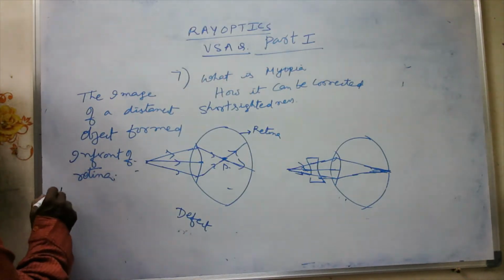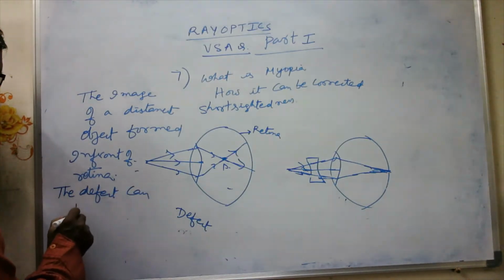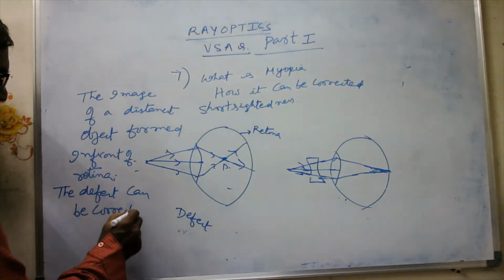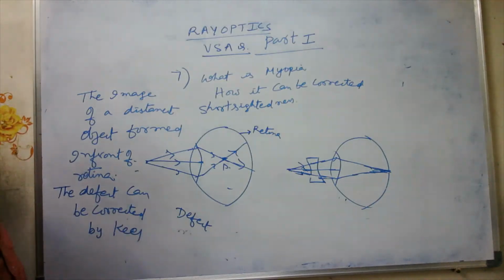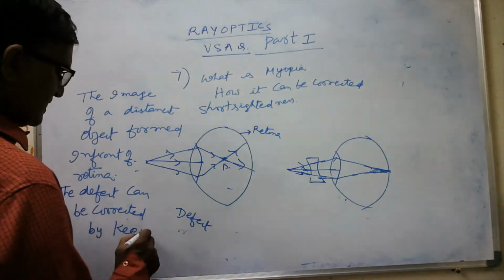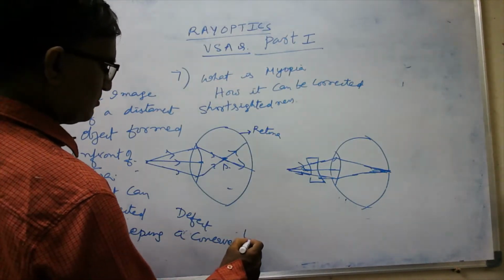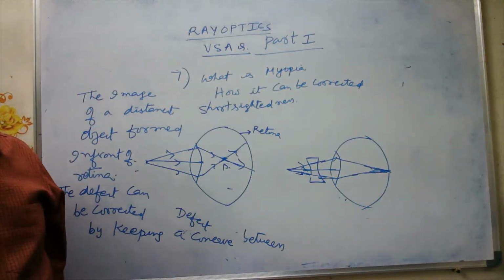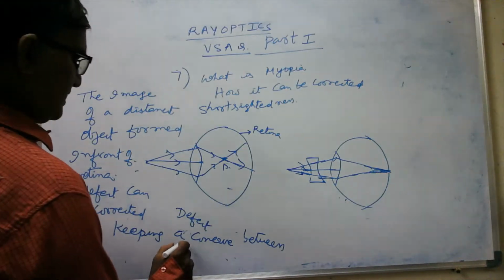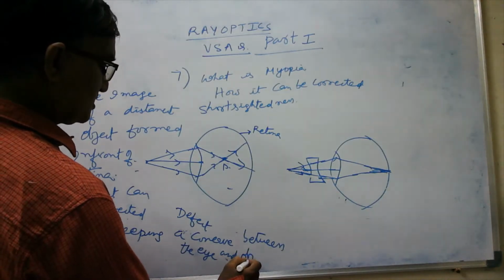The defect can be corrected by keeping a concave lens between the eye and the object, between the eye and the object. This is an important question, 2 marks.